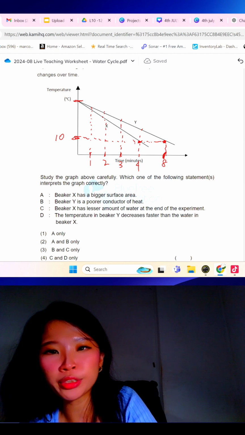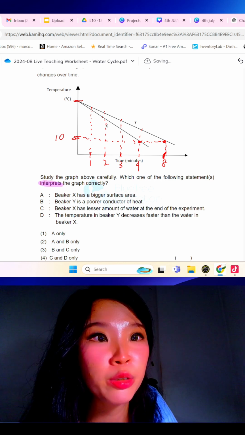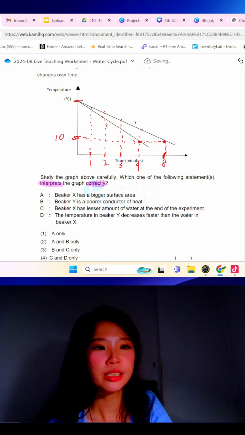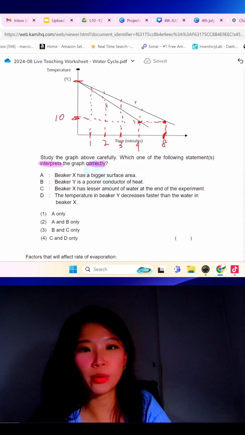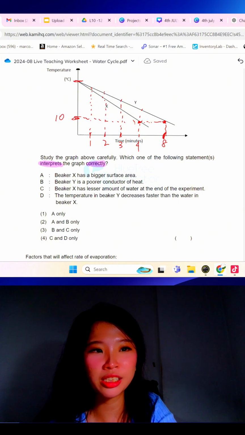Which one of the following statements interpret correctly? Everyone, I know my BlueTree students every time read carefully, they say interpret correctly. Okay? Answer? Wow, you got the answer. Yes, very good, very good. C and D are talking about heat gain.